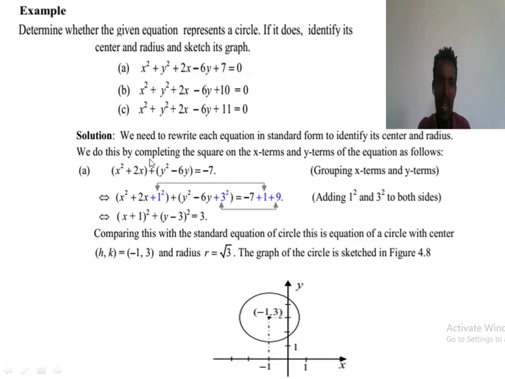Now here x squared plus y squared plus 2x minus 6y plus 7 is equal to 0. Now, as solutions, we need to rewrite each equations in standard form to identify its center and radius. Now, we do this by completing the square on x terms and y terms of the equations as follows. That means here ይህንን ተመሳሳይ ቫሪያብሎችን በአንድ ቦታ እንጽፋቸዋለን, ኮንስታንትን በኮንስታንት በኩል በማስቀመጥ.